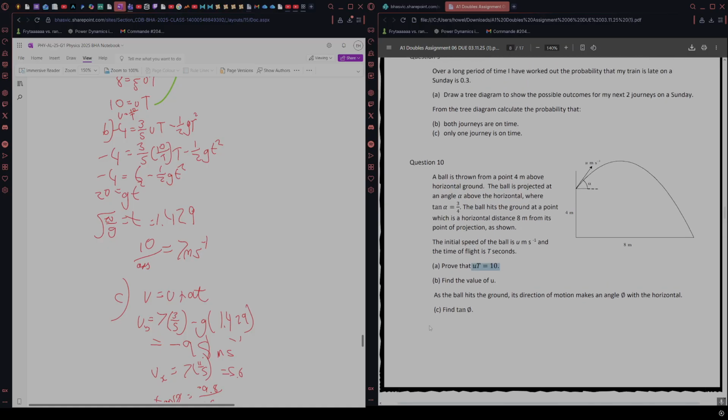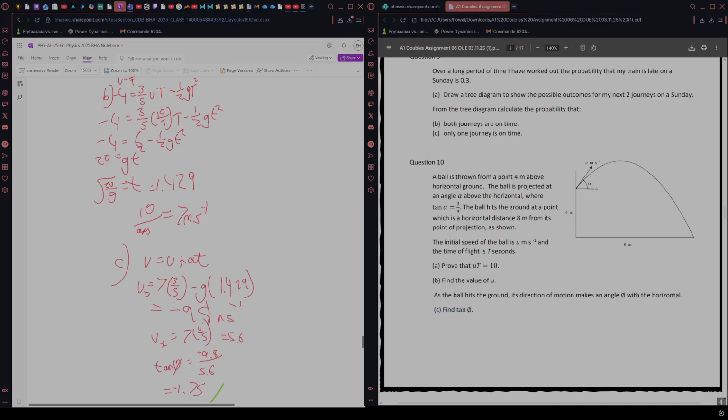Next question. They love doing this for some reason. As the ball hits the ground, its direction of motion makes this angle, which means you need to find the horizontal and the vertical motion, and then you do Pythagoras. Oh no, sorry, you do tan, inverse tan, to find the angle. But here it's just asking for tan of the angle.